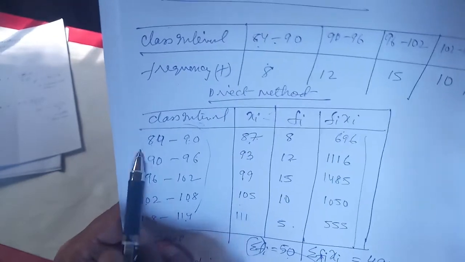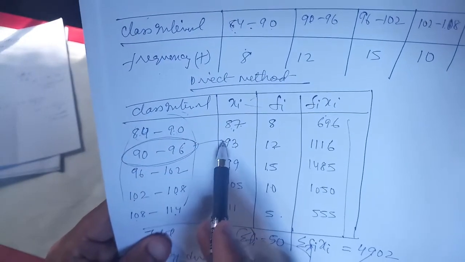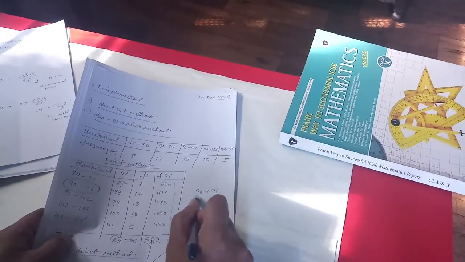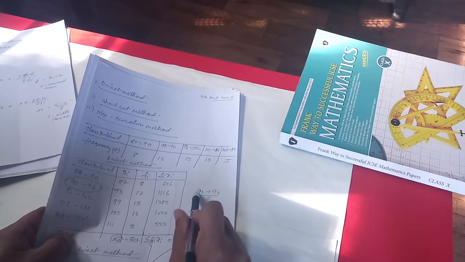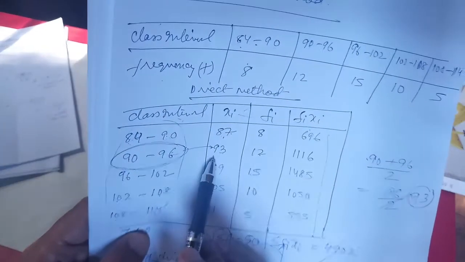Next, you will get it in the same way. I'll just demonstrate how you got 93 here. See here, 90 plus 96 divided by 2. 9 plus 9, 18, by 2. So 2 9s are 18, 2 3s are 6. So you got 93 like this.